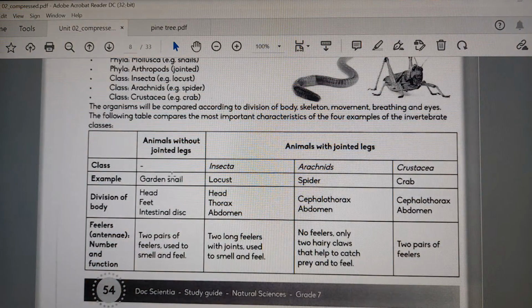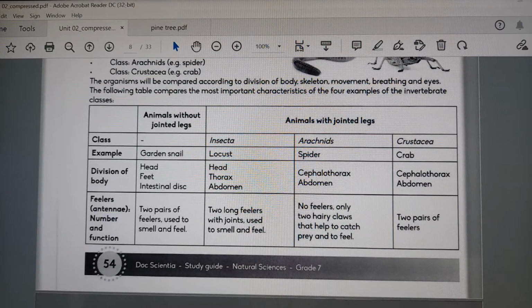Okay, we have the snail. We are going to look at its body. As they say, we're going to compare the body. They say it has got a head, feet, and intestinal disc. So that is how the body of the snail is divided.